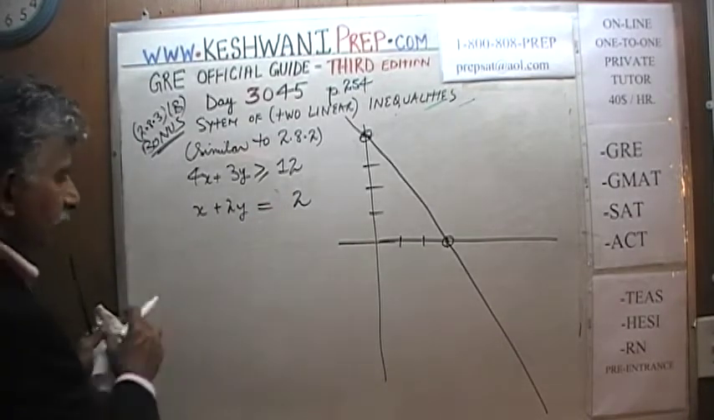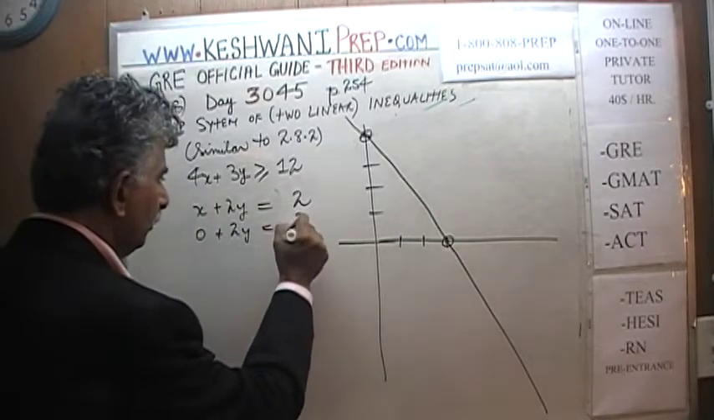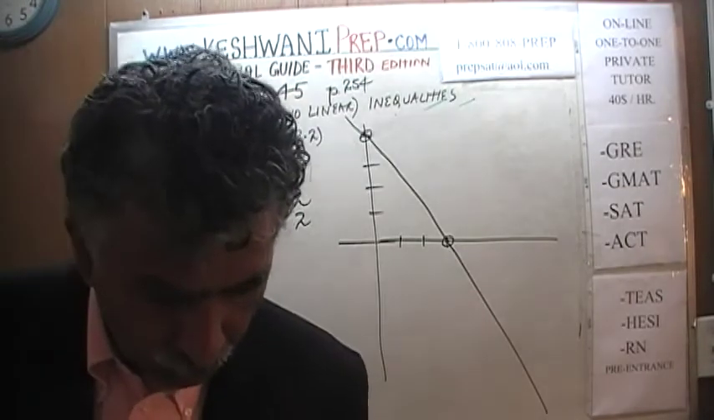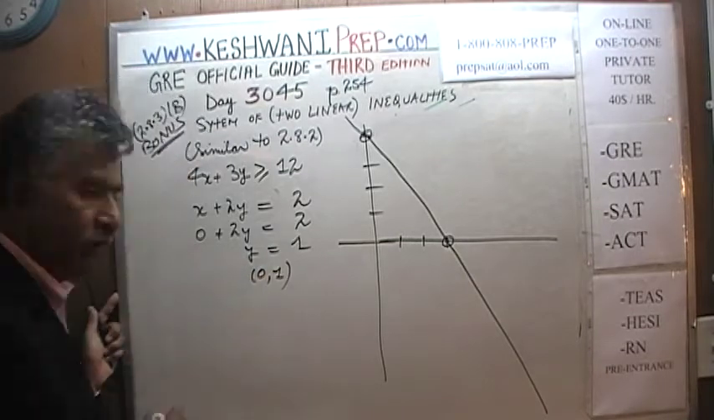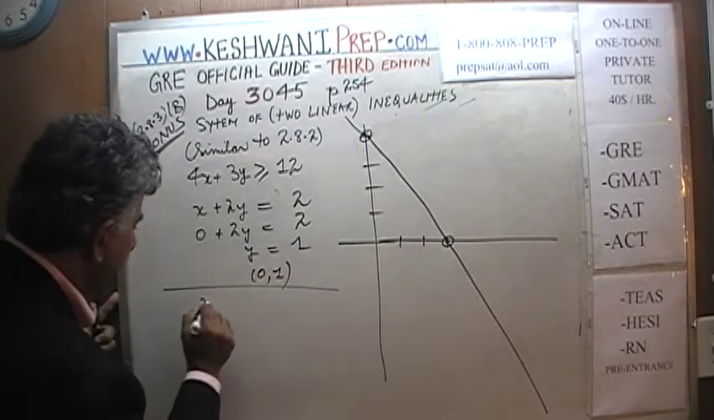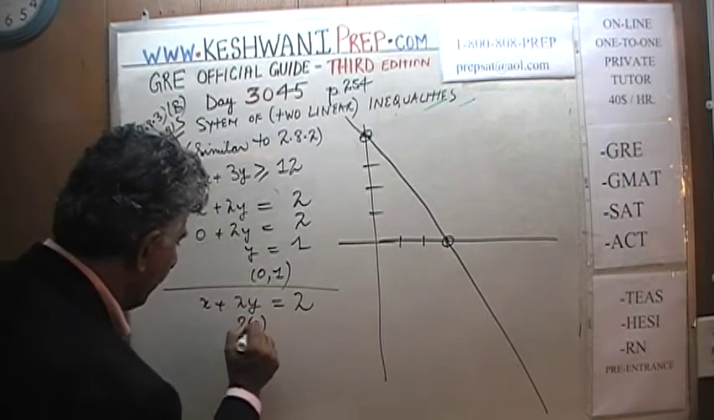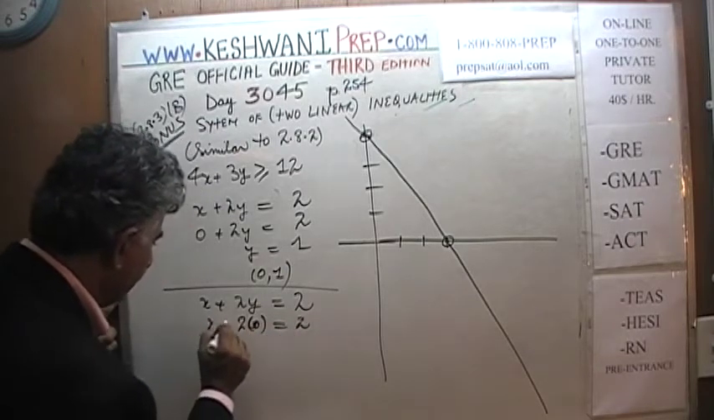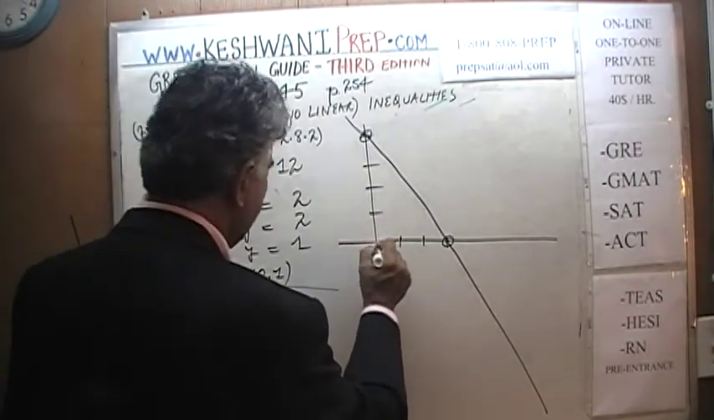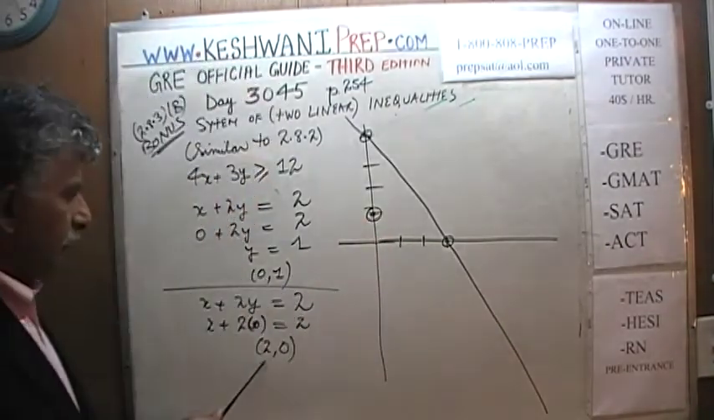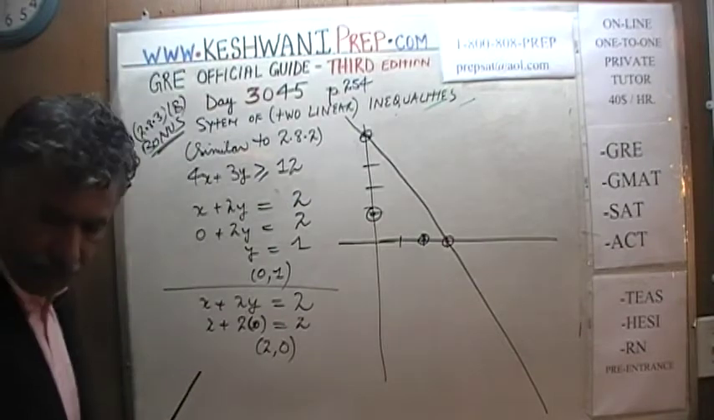Again, when x is equal to 0, 2y we are told has to equal 2, which means y must be 1. Which means (0, 1) is one point where it's going to go through. And again, x plus 2y has to equal 2. When y is equal to 0, x has to equal 2. So (2, 0) is another one. x is 0, y is 1, and x is 2, y is 0, there we go. This is the other one. Let me put it in a different color.